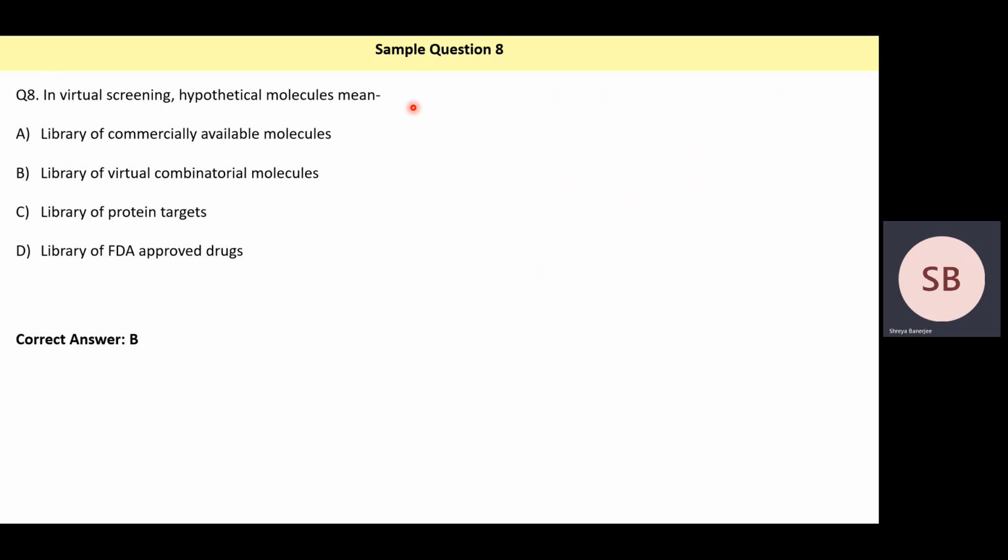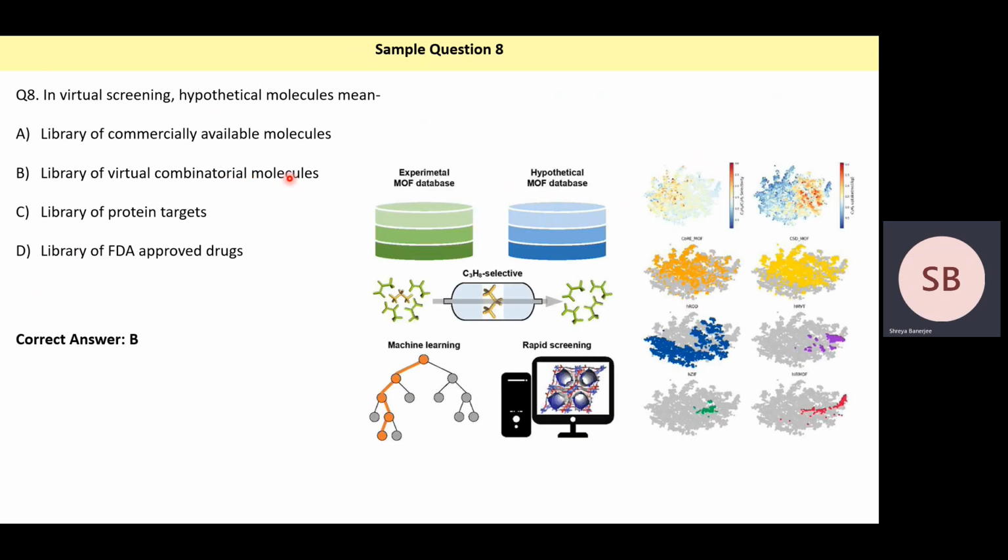So the correct answer is B, library of virtual combinatorial molecules. So basically what happens is that there is a library of molecules which are not a real library, but it is a virtual library because it consists of different combinatorial molecules. Like if there are different fragments which make up a pharmacophore, then these fragments can be computationally combined and they also form part of the library. And so it is a virtual library.